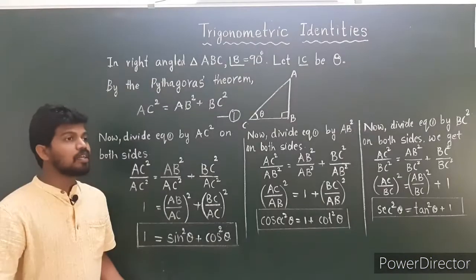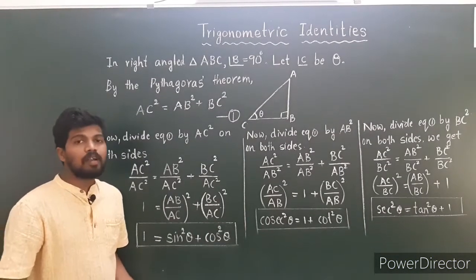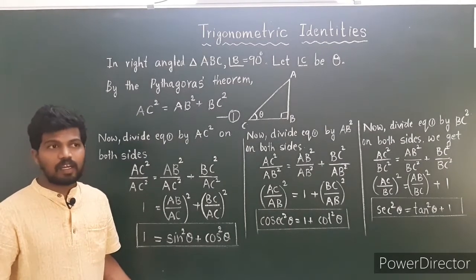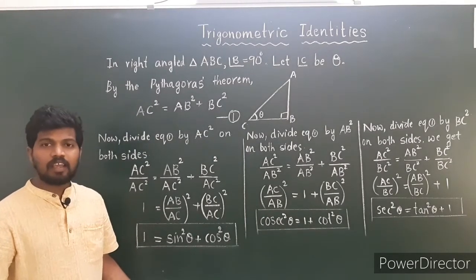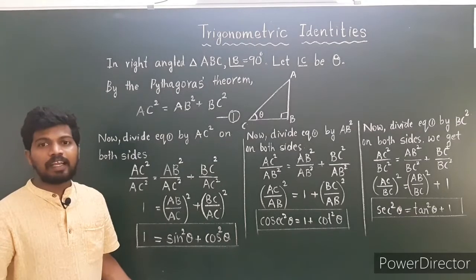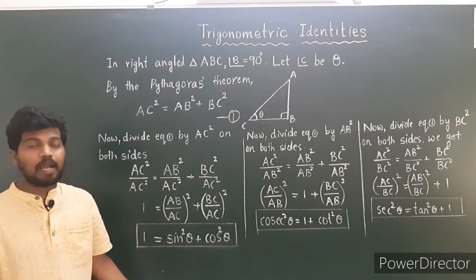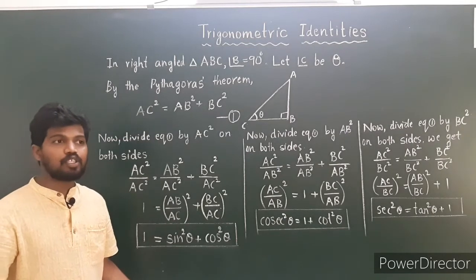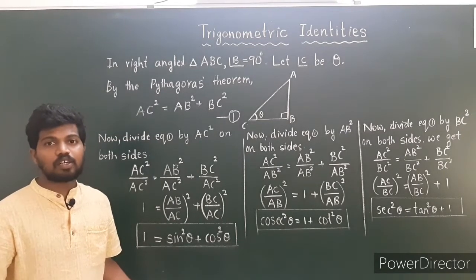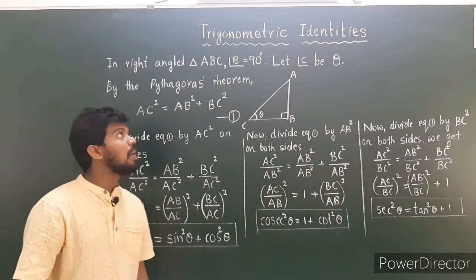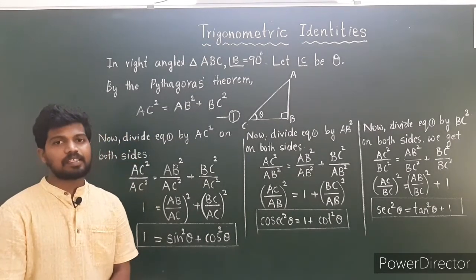In the last class, we were discussing trigonometric ratios of angles, that is 0 degree, 30 degree, 45 degree, 60 degree, and 90 degree. We also discussed the trigonometric ratio tables. Now we are discussing trigonometric identities.